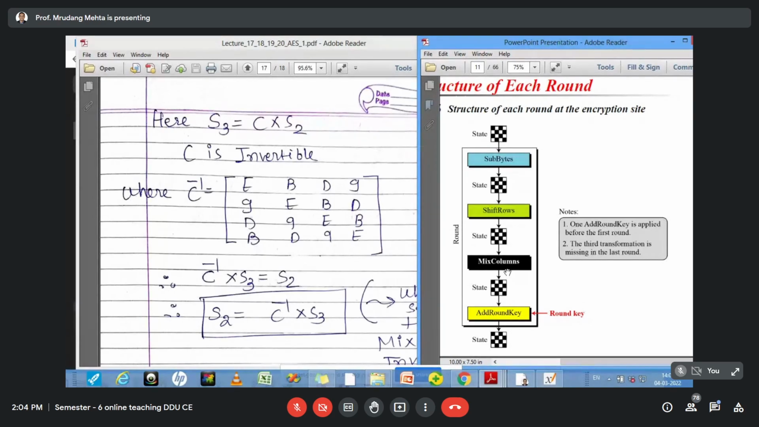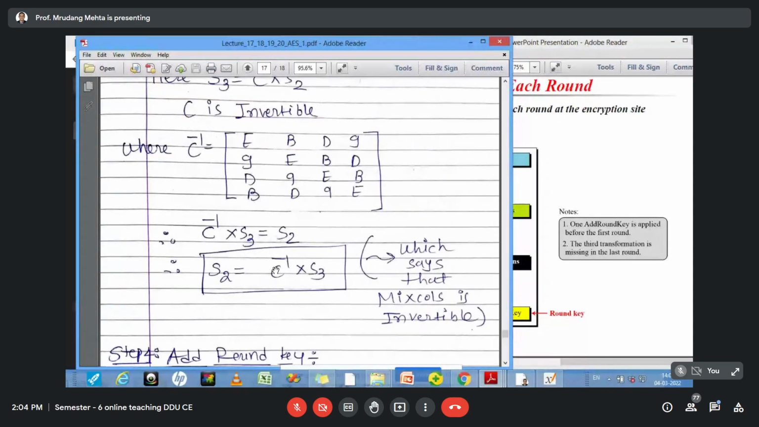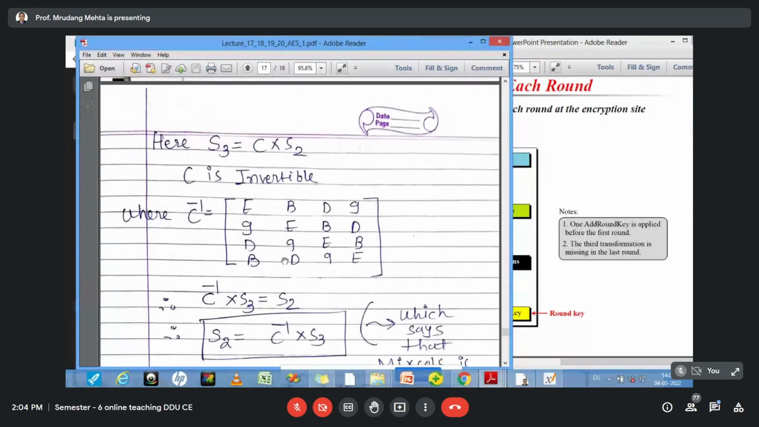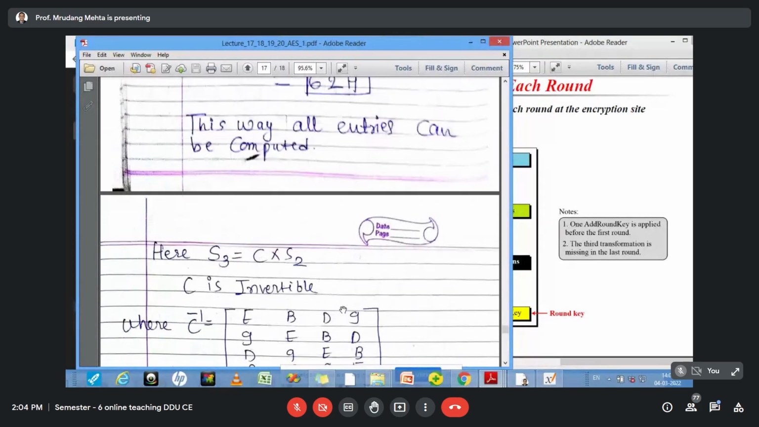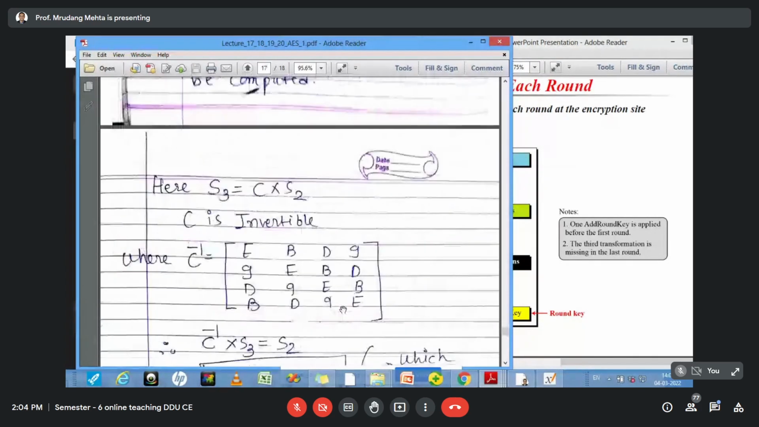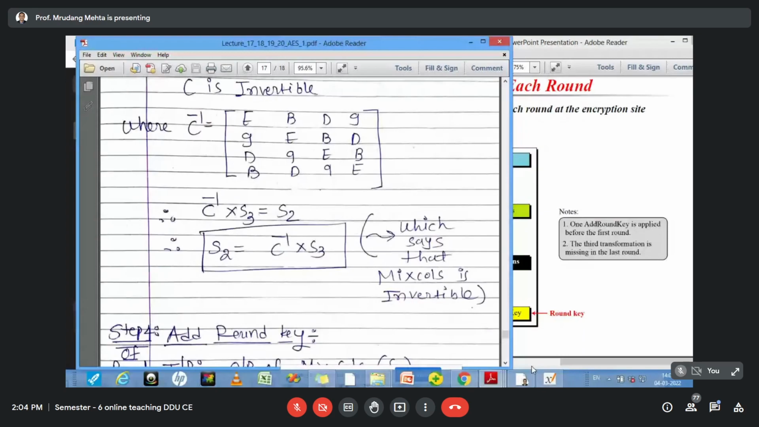SubBytes, ShiftRows, MixColumns, and then finally the round key. So in MixColumns, what we have to do is multiply it with C inverse. C we have used over here. Now C inverse is this. Okay, that is also given in your book.